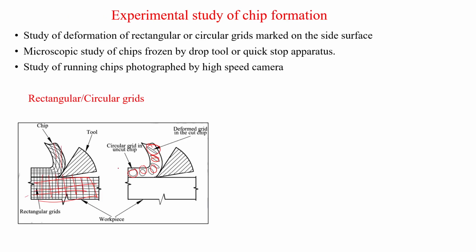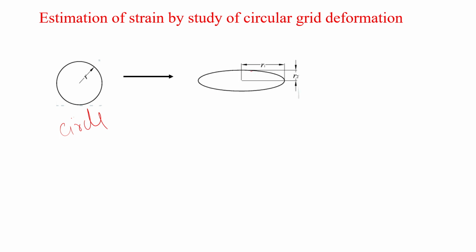If we see the estimation of the strain by the study of circular grid deformation, first the grid was round, having a radius R. Then slowly it got distorted and started becoming an ellipse. First it was a circle, and then when the chip got forced and deformation continued, it became an ellipse.